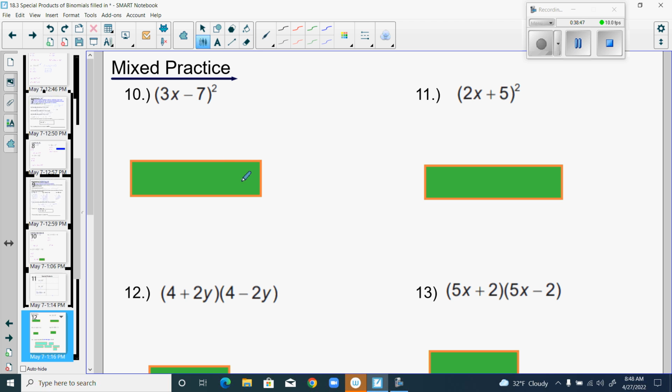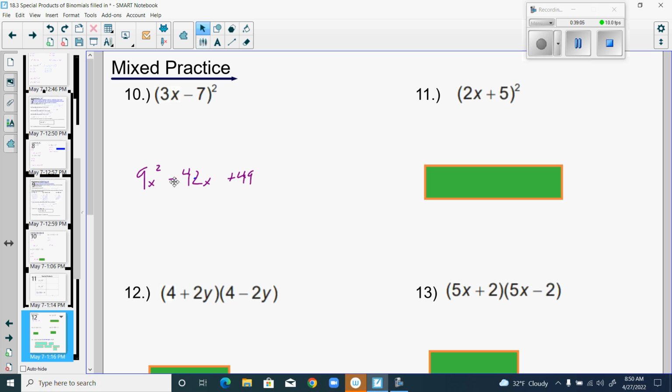So for the first one, we should have gotten 9x squared minus 42x plus 49. This is a squared binomial with subtraction in the middle. So we square the first term to get our 9x squared. We square the last term to get our 49. And then 2 times 3 times 7 is 42. 7 times 3 is 21, times 2 is 42. But it's negative because of subtraction in the middle.